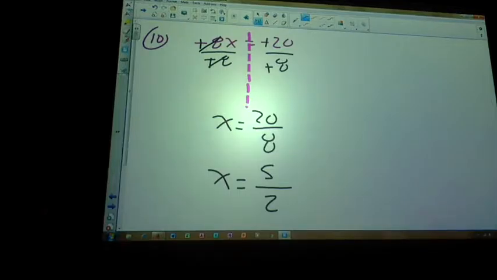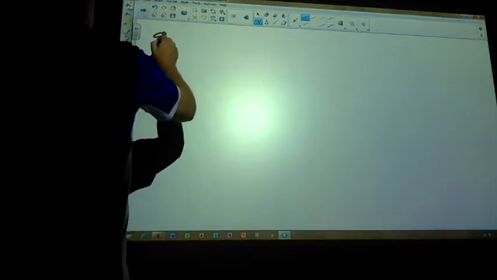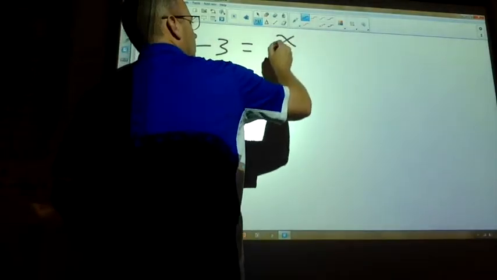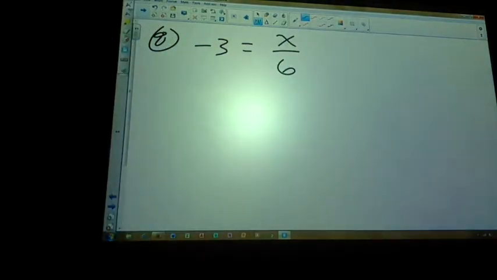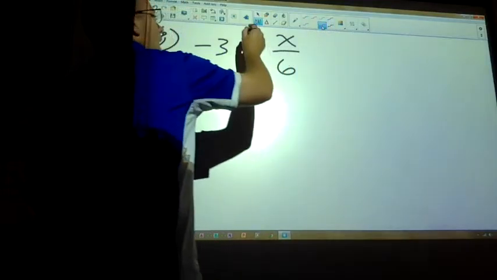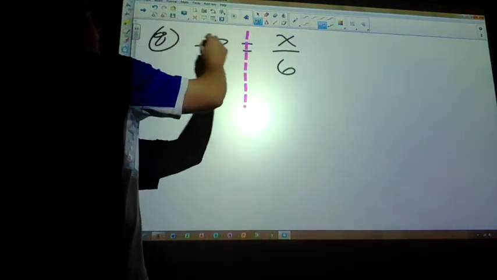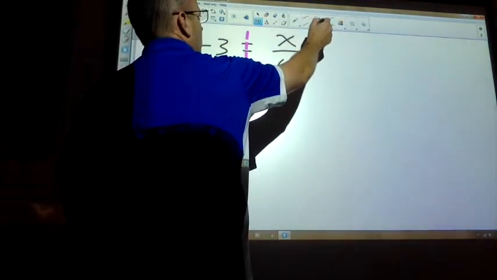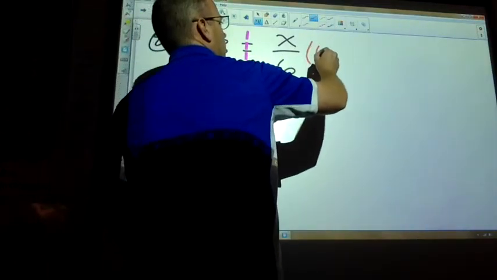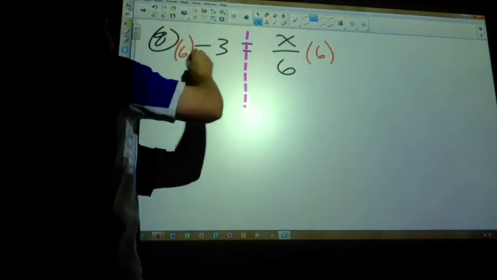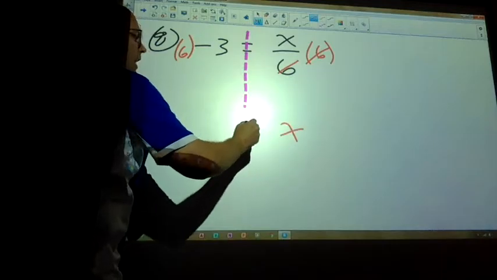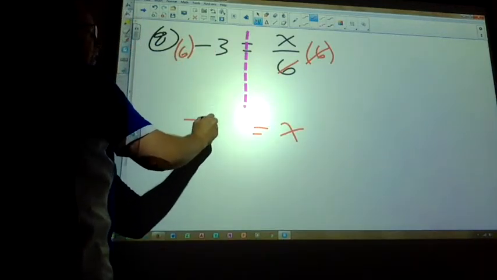Yeah. Number 8. Number 8, negative 3. Did I write that correctly? Yes. So the variable on this one just happens to be on the other side. Totally okay. So how are x and 6 being held together right now? They're being held together by division. So the opposite of division is multiplication. So I'm going to multiply both sides times 6. That would cancel that. So I get x is equal to negative 18.